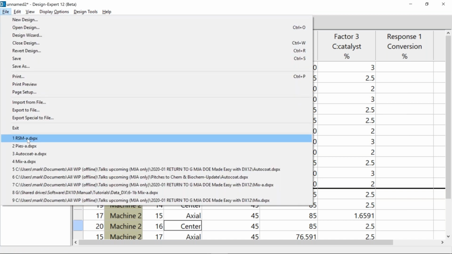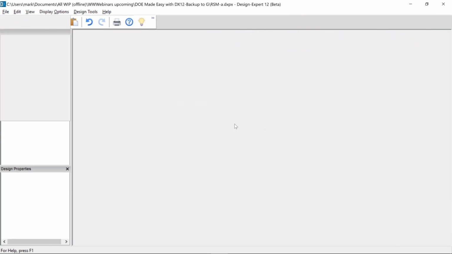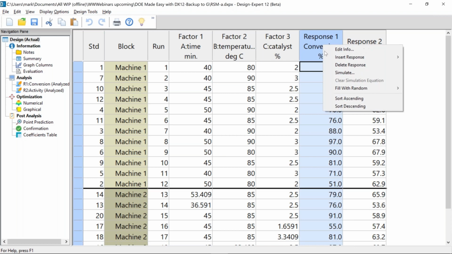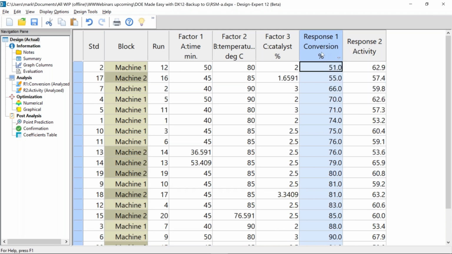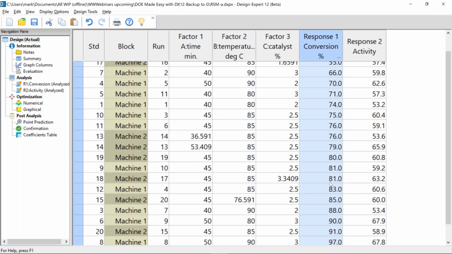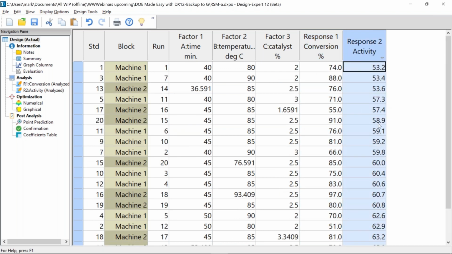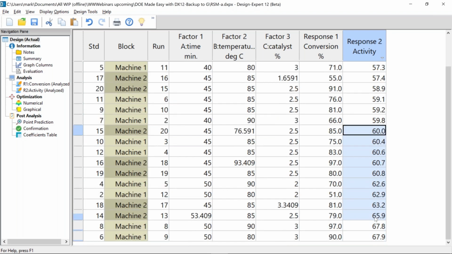Now I'm going to collect the data, and I'm going to have to skip a lot of the details on this because of the time constraint, but we do know that we want to maximize conversion, so I probably would just sort this and see if we get some good conversions. We do. But on the other hand, we have to get activity between 60 to 66. And some of the results are outside of that range. So I'm just highlighting the ones that are between 60 to 66.